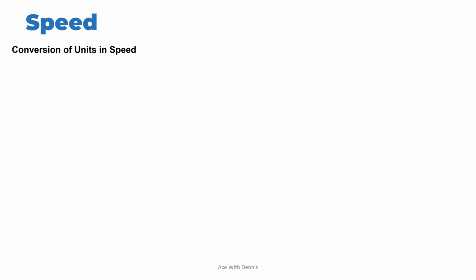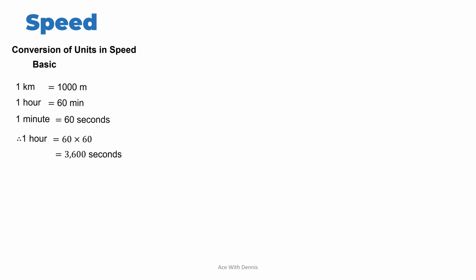Now, let's discuss conversion of units in speed. We start with the basics. 1 kilometer equals 1000 meters. 1 hour equals 60 minutes. And 1 minute equals 60 seconds. Hence, 1 hour equals 60 times 60, which is 3600 seconds.